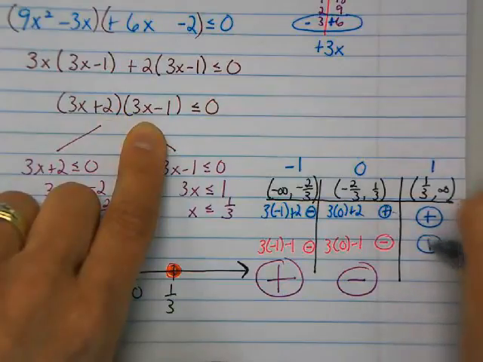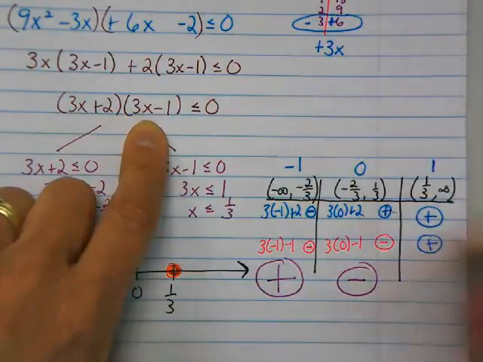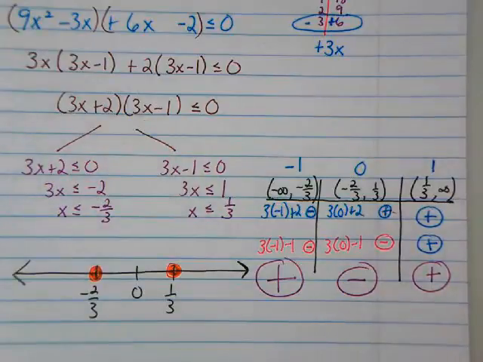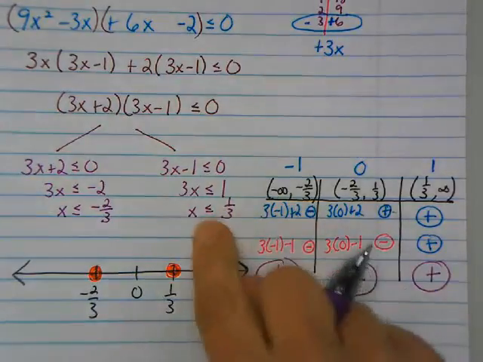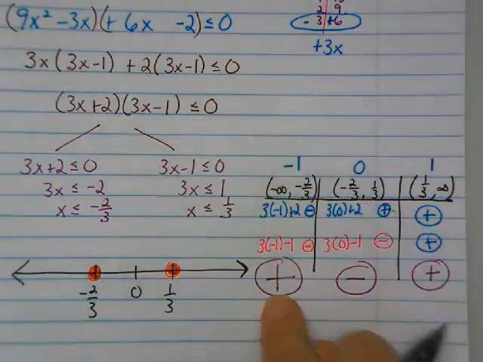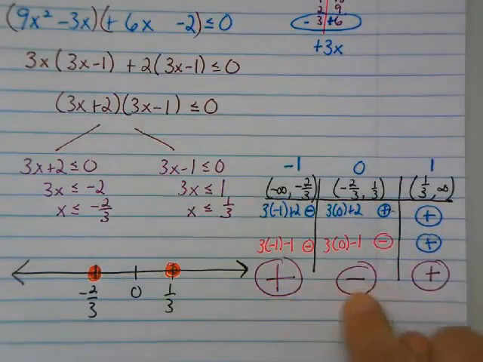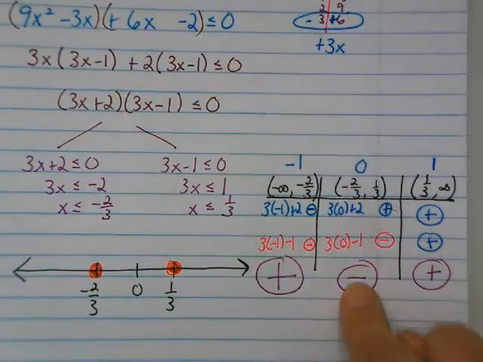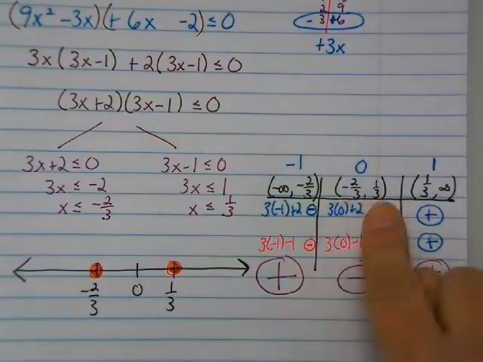Now, go back. What is the original problem asking for? It's asking for it to be less than or equal to. So is a positive number less than 0, or is a negative number less than 0? I'm hoping you said negative, so we want to shade this region in between the two. And that would be my solution.